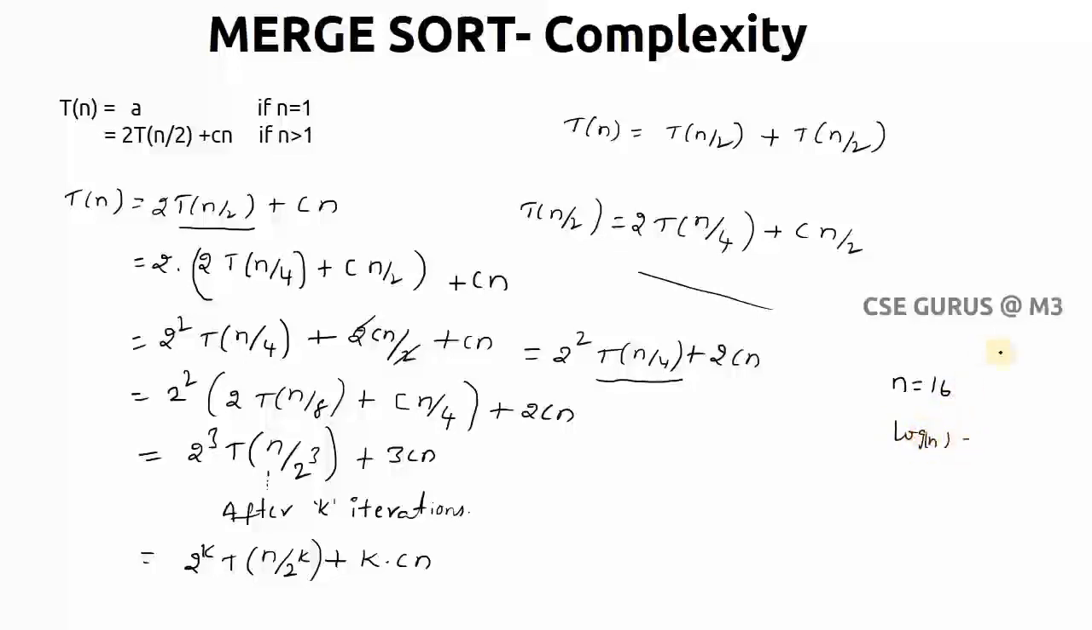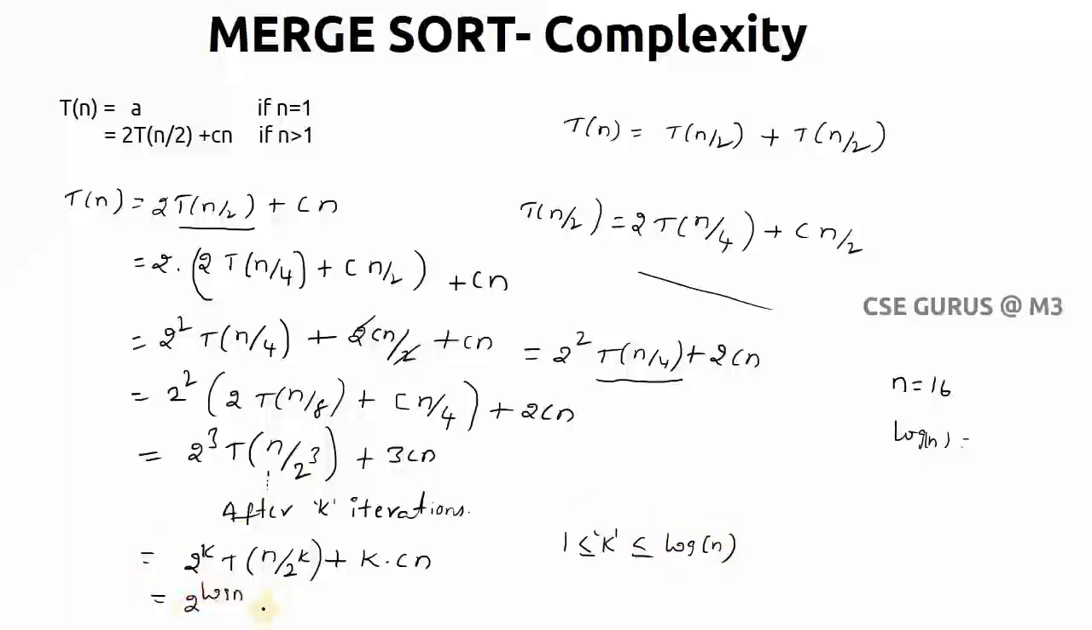If it is 16, it will divide into 8 and 8 in one step. In the second step it will go for 4 and 4. In the next step it will go for 2 and 2, like this. So it will go for only log n iterations. Here also it goes for k iterations, which means the maximum value of k is log n. So substitute k as log n here. What happens, you can check.